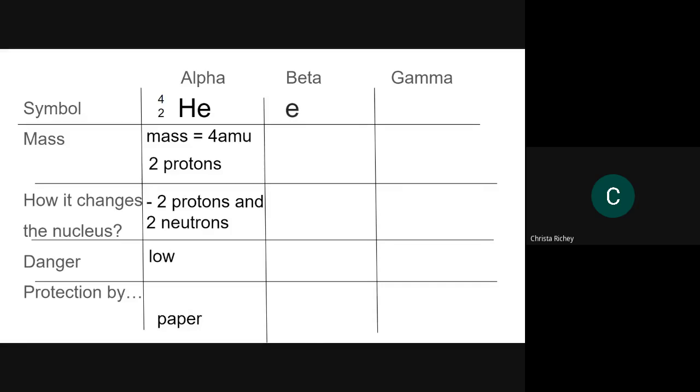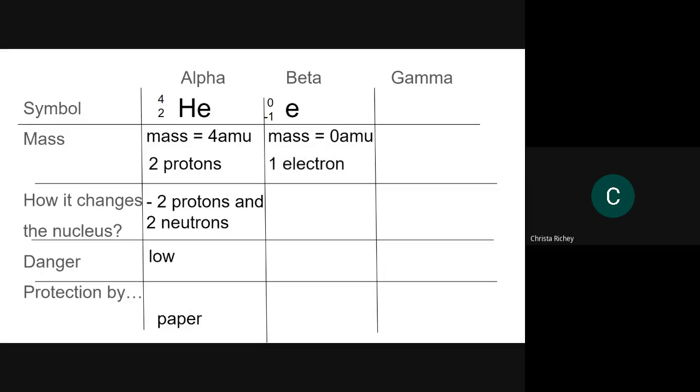Beta, this is the electron, okay? You are 0 and -1, so you actually have an increase. With the helium, you have a decrease of 2 for the element. With a beta, you have an increase of 1. And when I say increase and decrease, I mean the atomic number, the top number. This has essentially the mass of 0. It is equal to the mass of an electron, but it's so tiny that we sort of ignore it.